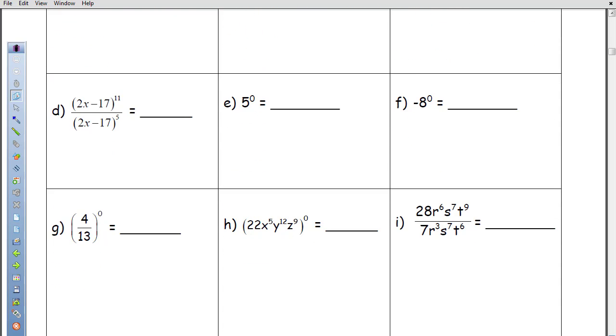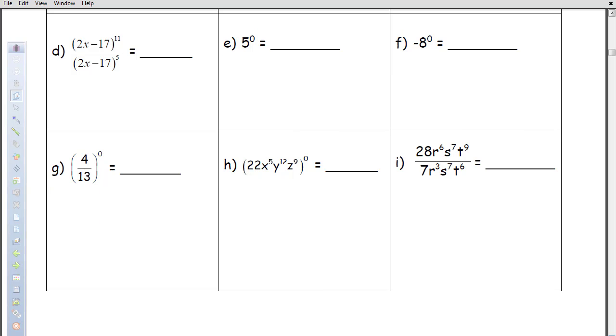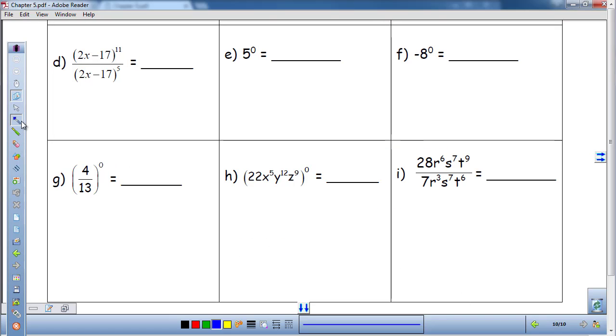Okay, in D, we have a binomial, but it's the same on the top and the bottom. So we're going to use our exponent rules. We can subtract, and we get what? Okay, 2x minus 17 to the 6. 11 minus 5 is 6.